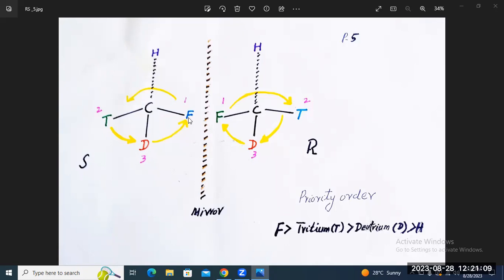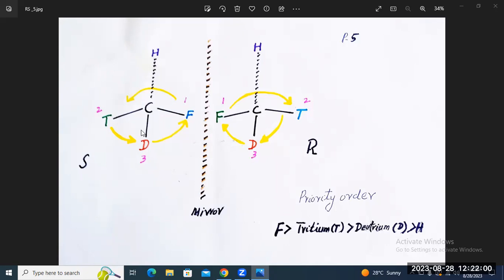So according to the sequence rule, on the basis of the atomic number and on the basis of the heavy isotopes, the order of precedence would be like this: fluorine at number 1, tritium at number 2, deuterium at number 3. Rotating from 1 to 2, 2 to 3, and 3 to 1 again, we shall see this movement is anti-clockwise rotation. That is, we are going from right to left, so it is represented by S.